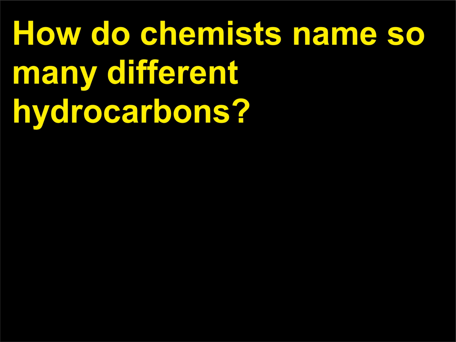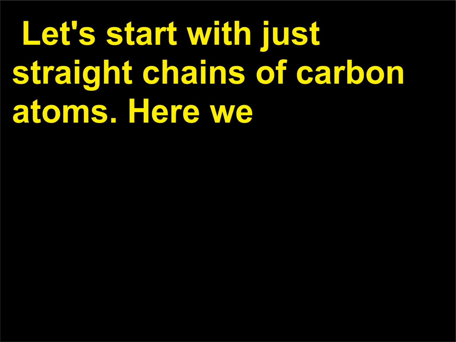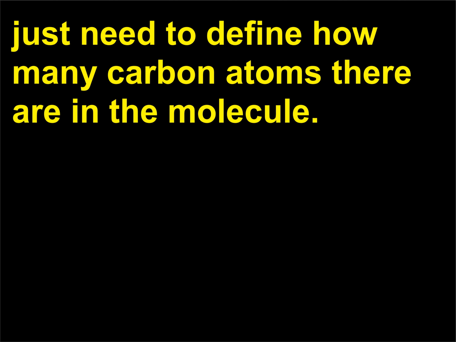How do chemists name so many different hydrocarbons? With a bunch of rules. Let's start with just straight chains of carbon atoms. Here we just need to define how many carbon atoms there are in the molecule.